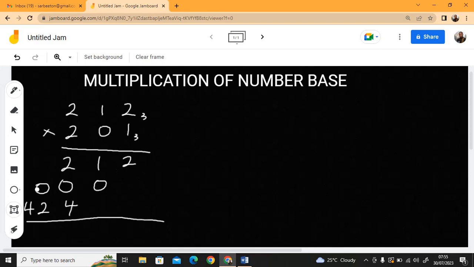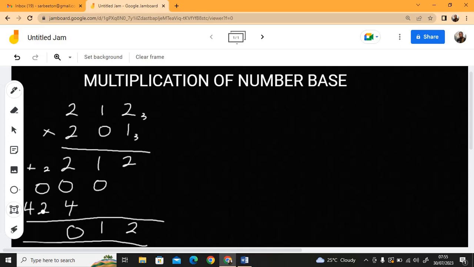Now you are going to add it. In normal multiplication, you add all these numbers together. But here, your answer should be less than 3, because it's in base 3. So 2 plus 0 is 2. 1 plus 0 is 1. 2 plus 4 is 6. Now 3 goes in 6 twice, remainder 0. That's how you do it.